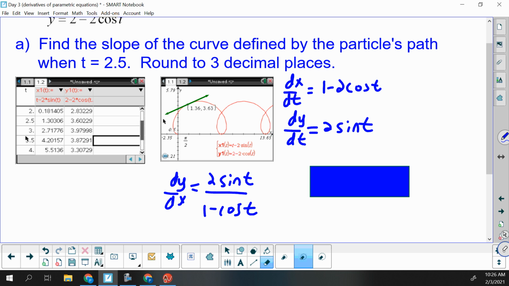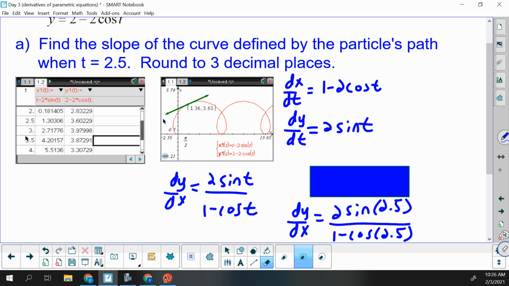Well, the other ones we did before gave us a point, and we had to sub those points in for x and y and then solve for t. This one directly told us what we wanted t to be. So we'll have dy over dx is equal to 2 sine of 2.5 over 1 minus 2 cos of 2.5.